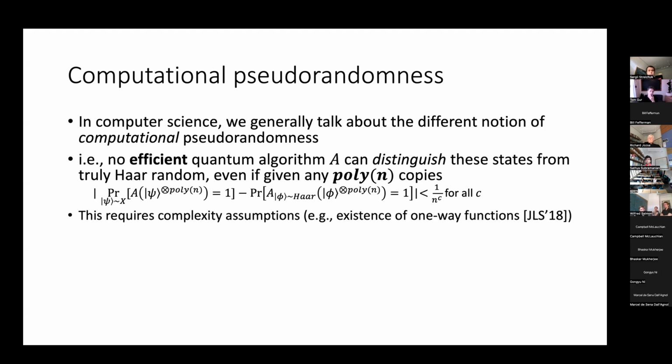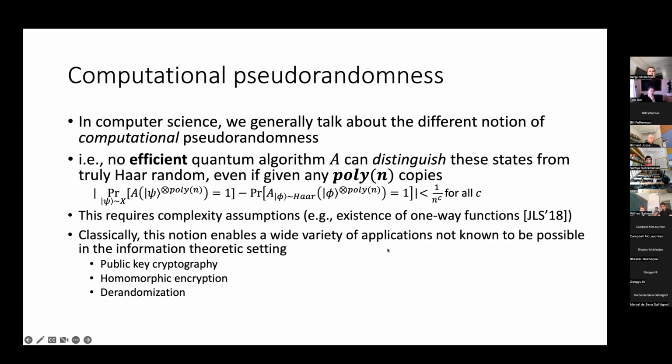Now, unlike T designs, for which we have unconditional examples without needing any hardness assumption, in computational pseudorandomness we give that up, and it requires complexity assumptions. For example, in the case of quantum pseudorandom states, it seems the current constructions need the existence of one-way functions that are secure against quantum computations. It's a pretty standard assumption. In other words, it's saying as long as cryptography is possible in a quantum world, so are these ensembles of pseudorandom quantum states.